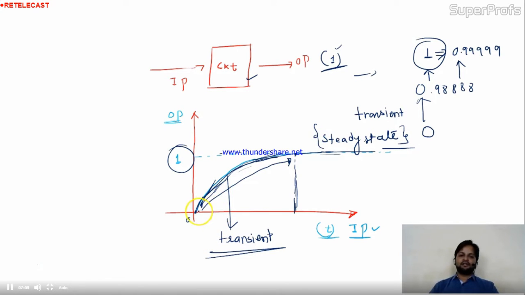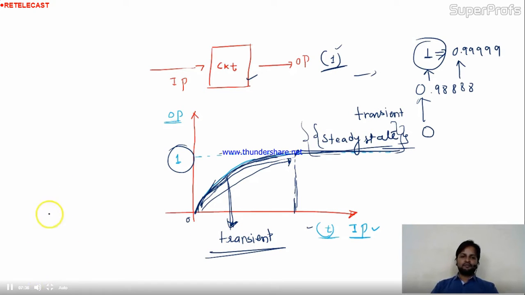Are you getting? So you can see here the transient behavior of the circuit is changing with the time, but the steady state is constant, no matter what the time is. At the steady state, the behavior of the circuit is like constant. Is it okay? I think it's very clear to you. So what is the transient analysis? You can easily understand now.